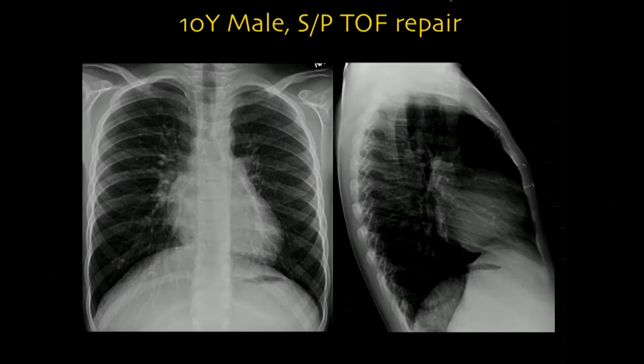So, 10-year-old male status post TOF repair. Do you see any abnormal finding here? So mild, moderate cardiomegaly. Okay. What about the pulmonary vascularity? Is it normal? Is it abnormal? Is the pulmonary vascularity symmetric or asymmetric?